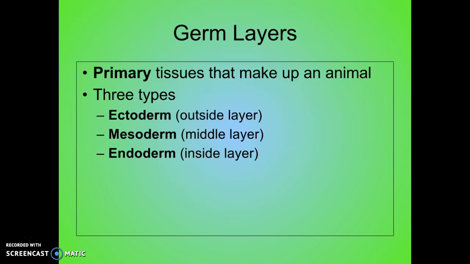The germ layers are the tissues that animals develop from. So let's go ahead and break down these words real quick. The prefix ecto means outside, and derm means skin or tissue. So this is the outside layer. Meso means middle. Endo means inside. I would highlight these three.